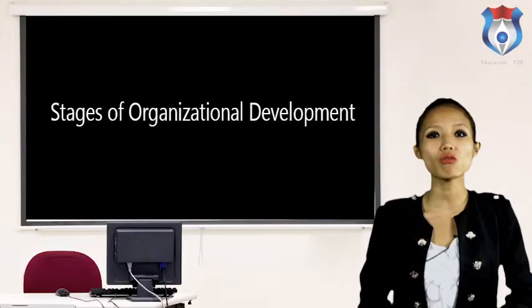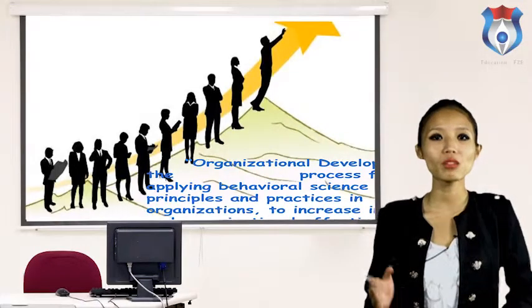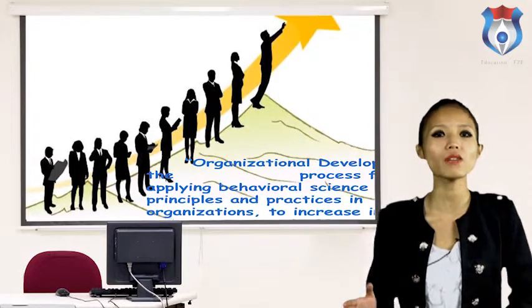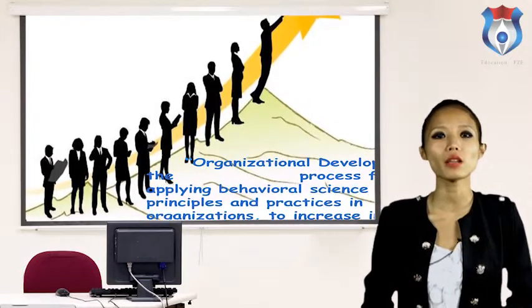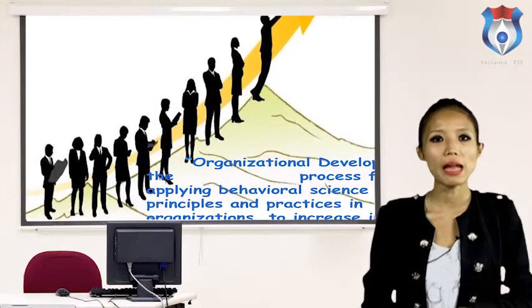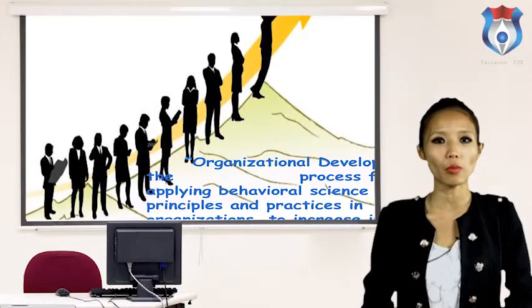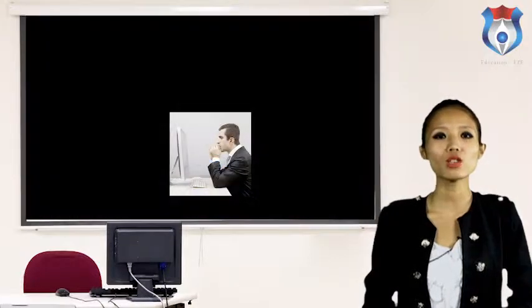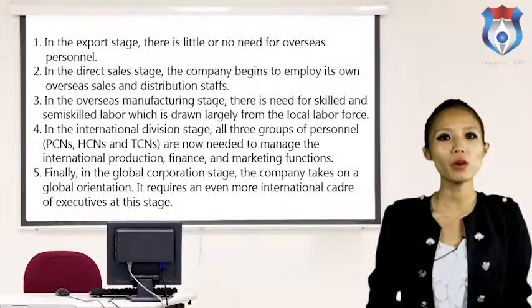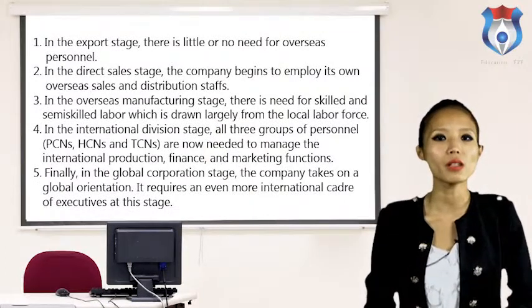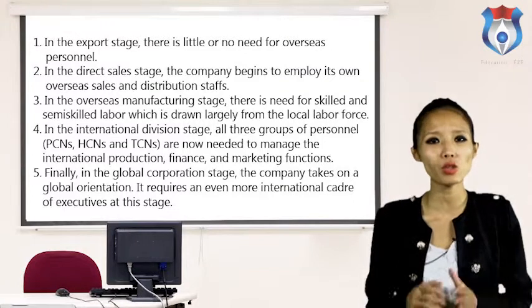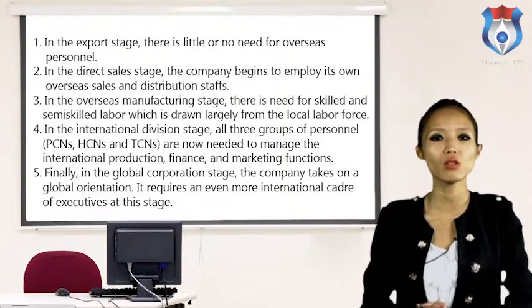Stages of organizational development. Multinationals gradually progress through 5 stages of organizational development, including the export, direct sales, overseas manufacturing, international division, and global corporation stages. Each stage affects the organization's personnel development strategy. In the export stage, there is little or no need for overseas personnel. In the direct sales stage, the company begins to employ its own overseas sales and distribution staffs.